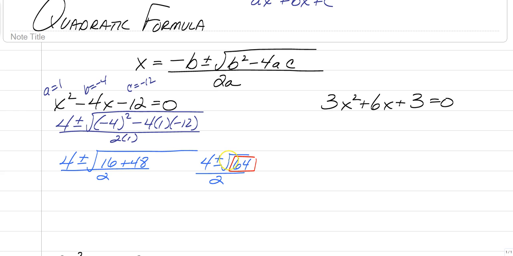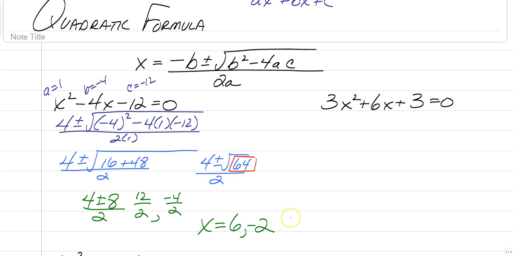Now this happened to work out to be a perfect square. They don't always work out to be perfect squares, but in this case it did, so hooray. The square root of 64 is 8, so we have 4 plus or minus 8 all over 2. 4 plus 8 is 12 over 2, and 4 minus 8 is -4 over 2. So finally, we are done with this example. x is equal to 6 and -2.